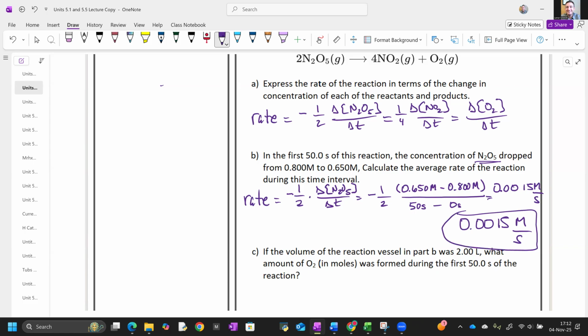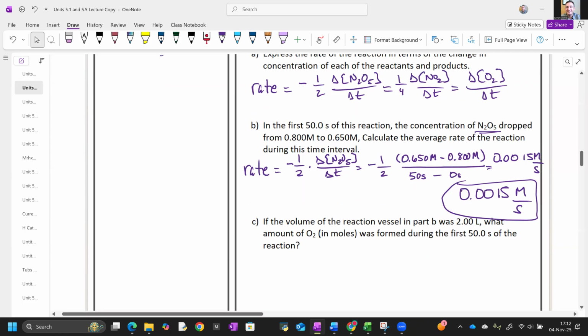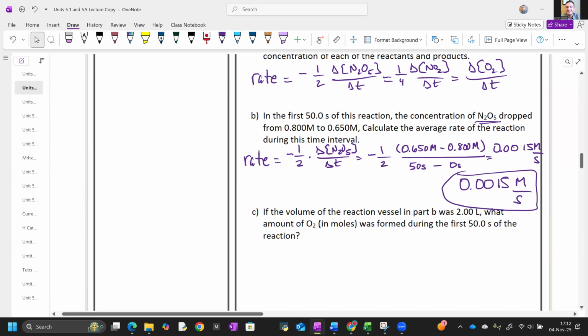All right. Now, they're asking us, well, if the volume of the reaction vessel in part B was 2 liters, what amount of O2 was formed during the first 50 seconds of this reaction. And so we have the rate of the reaction, but we need to figure out what will be the concentration of O2 during that time. So we need to figure out what is going to be the concentration of O2 at 50 seconds.